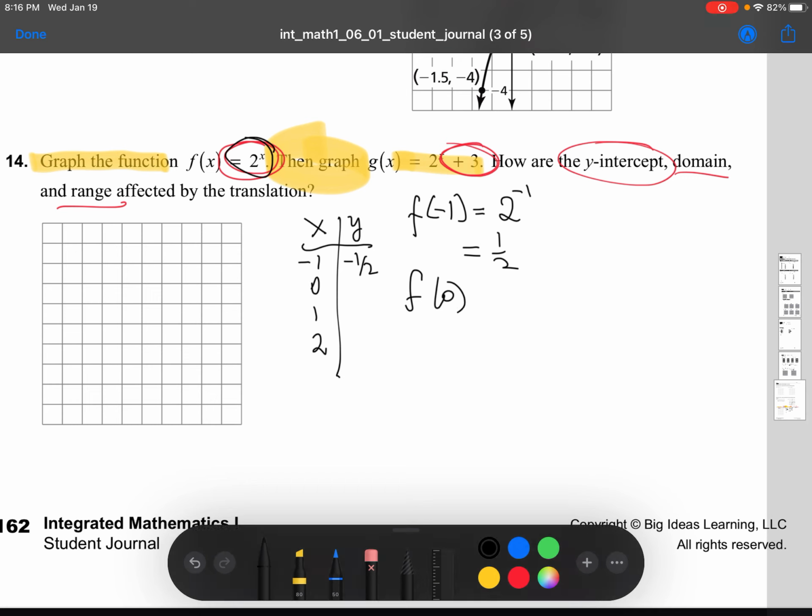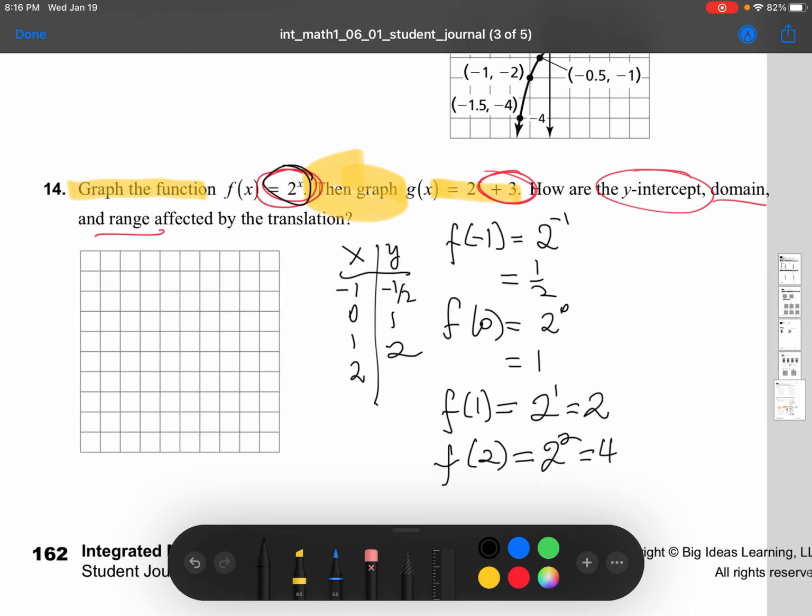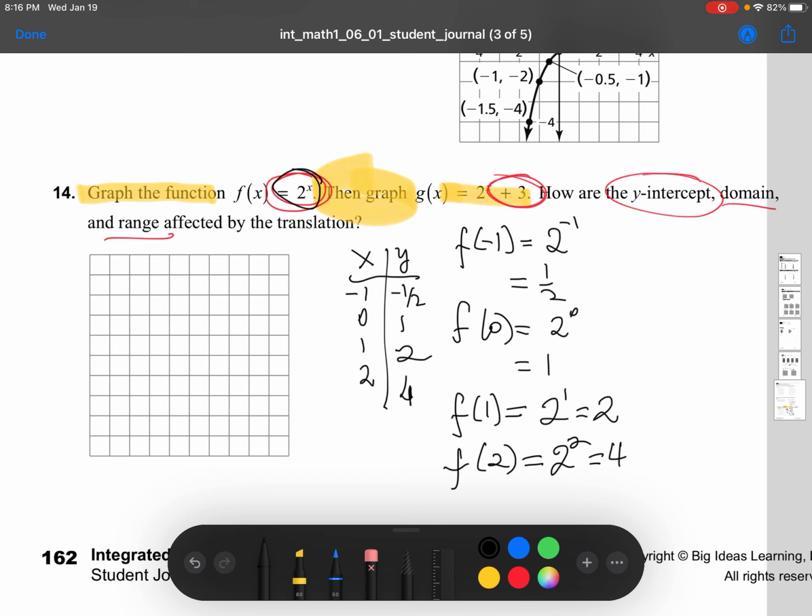F of 0, sorry, my writing is awful, but what can I say? All right, so this is 2 raised to the 0 power, right? Which is 1. Let's write it here. F evaluated at 1 is 2 raised to the power of 1, which is 2. And finally, f of 2. This is 2 squared equals 4, so we got it right here. 4. And you see that the lowest value is 1/2, the highest one is 4.